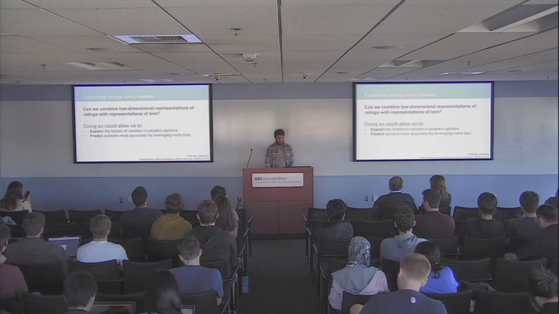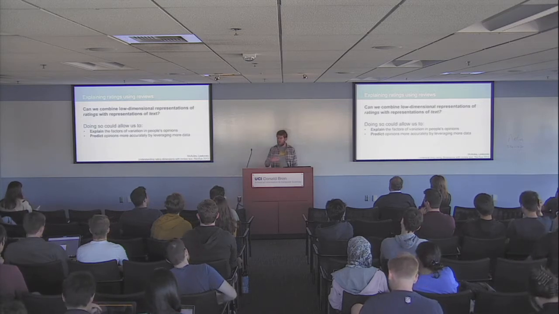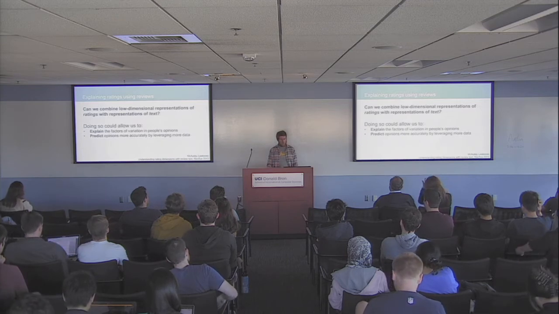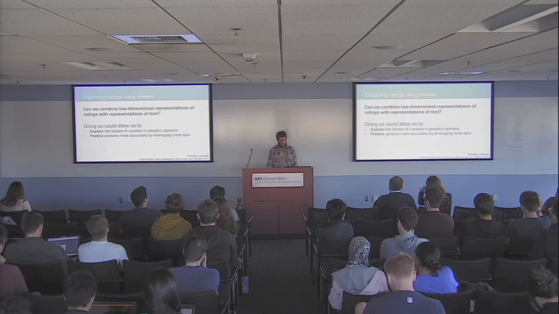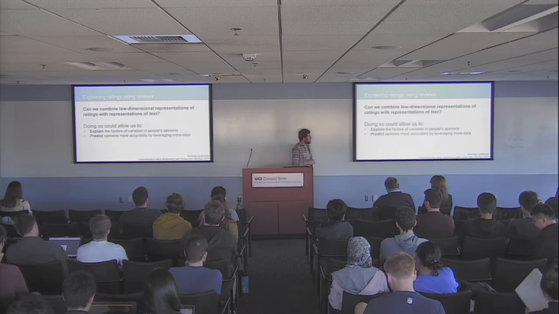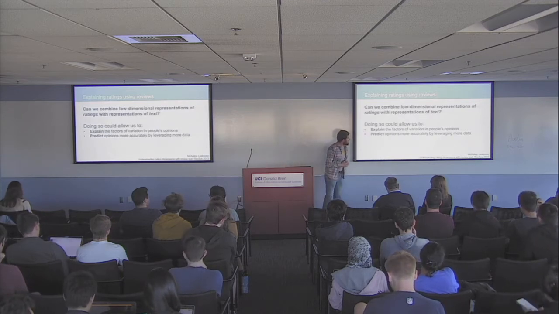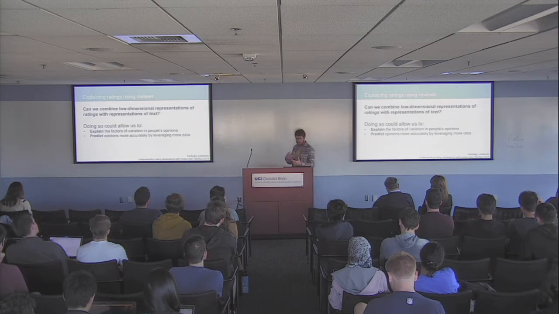So we had this observation that many of the state-of-the-art recommender systems are based on dimensionality reduction techniques. And also, many of the state-of-the-art models of text are based on dimensionality reduction. So maybe we can try to combine the two things. And if we can do that, maybe that would allow us to better explain the variation of people's opinions. There'd be maybe some interpretability component. We could say what's actually going on with those latent dimensions.